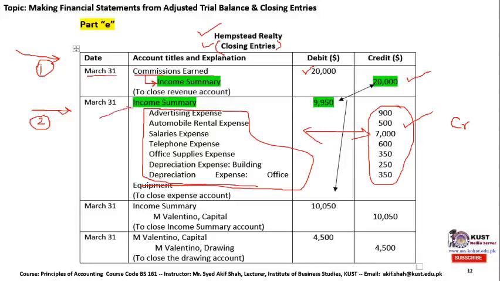Income summary should be debited. As we know that previously we assumed that we have earned 20,000. However, in the next step, we have charged certain expenses against the income summary. Therefore, the income summary will have this time a debit entry in the second section of the closing entries.